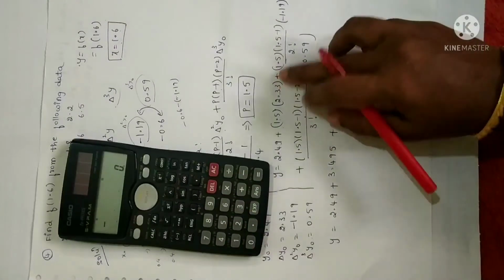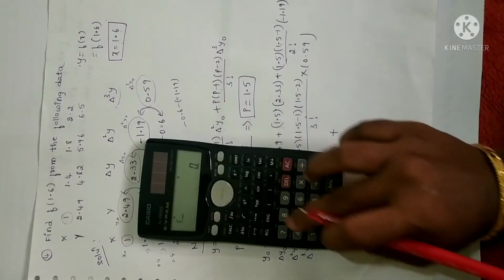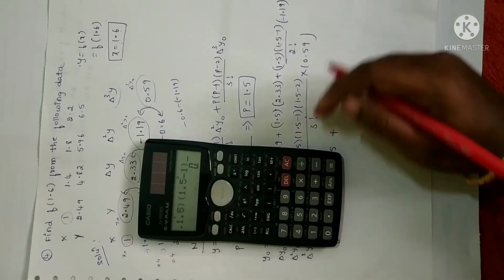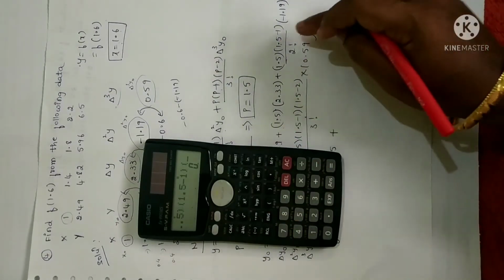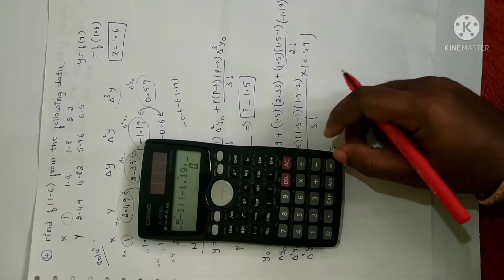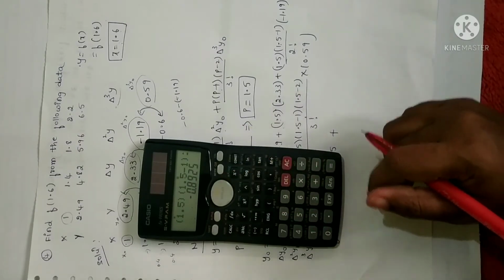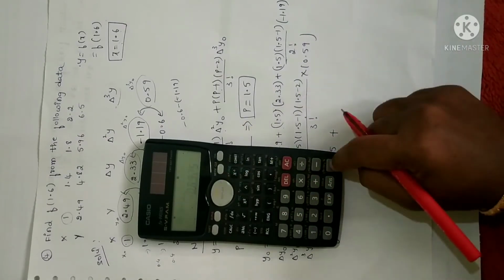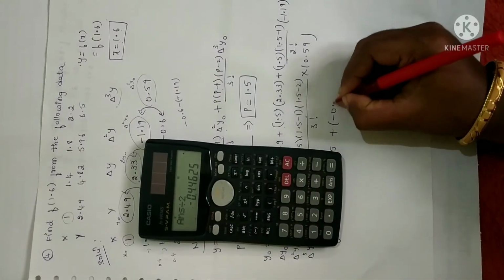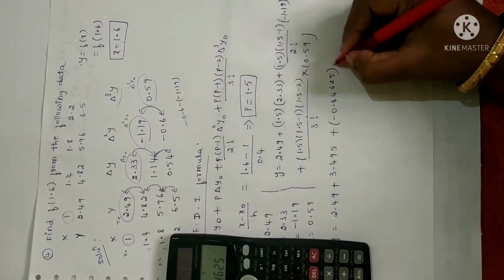See here, plus into minus is minus. Anyhow I'll just show you. So 1.5, close the bracket. Now 1.5 minus 1. So again open the bracket, along with the sign I'm going to do. So minus 1.19, close the bracket, press equal sign. You will get minus 0.8925 divided by 2 factorial, which is 2 only. So after simplification you will get minus 0.44625. Fine. Next third term plus as it is.